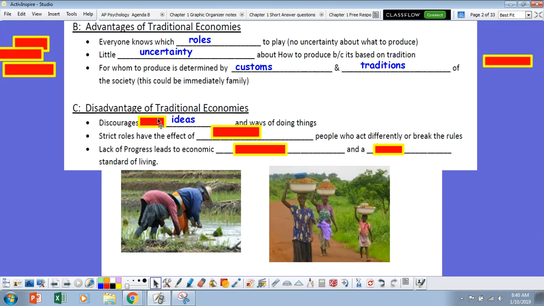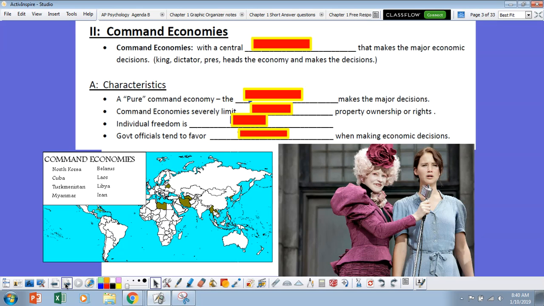Disadvantages. It discourages new ideas and ways of doing things because that's just not the way we have done it. There are strict rules that punish people who, for the most part, act differently or break rules. There's a lack of progress that can lead to economic stagnation and perhaps a lower standard of living.